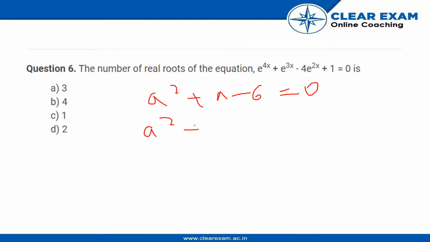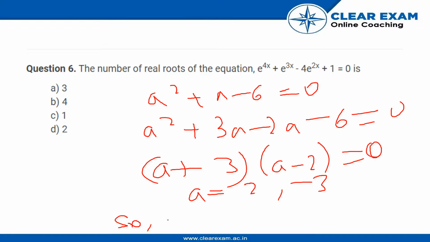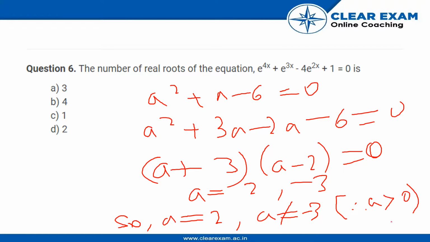Then we can write it as a squared plus 3a minus 2a minus 6 equals 0. Then after solving that we will get (a plus 3)(a minus 2) equals 0. So from here we can say that a is 2 or minus 3. So we know a is equal to 2, but a cannot be equal to minus 3, because a is greater than 0.